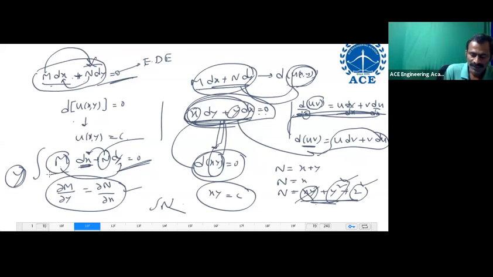Just integrate M with respect to x by treating y as constant. Integrate the terms without x with respect to y. Add both. That will give the solution. So this is about exact differential equation method.